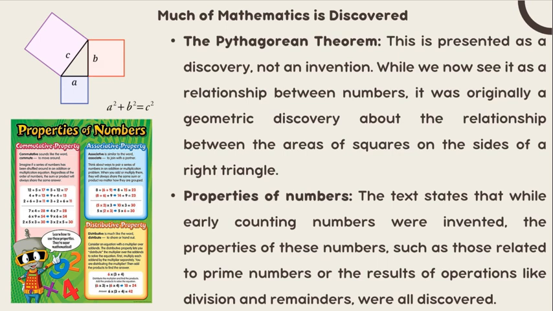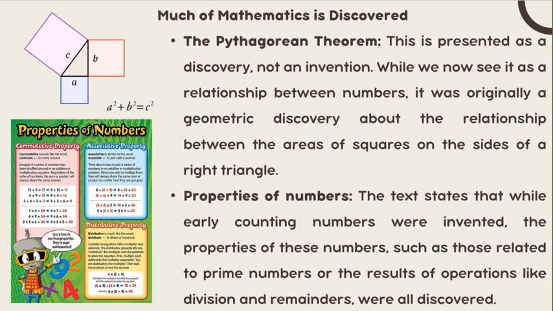Next, much of the mathematics is discovered. The initial impetus for mathematics was invention, but much of what followed were discoveries. What we discussed earlier were invented, but much of mathematics was just discovered. One of the early mathematical discoveries which had a huge impact on architecture and on the history of the development of mathematics is the Pythagorean theorem.